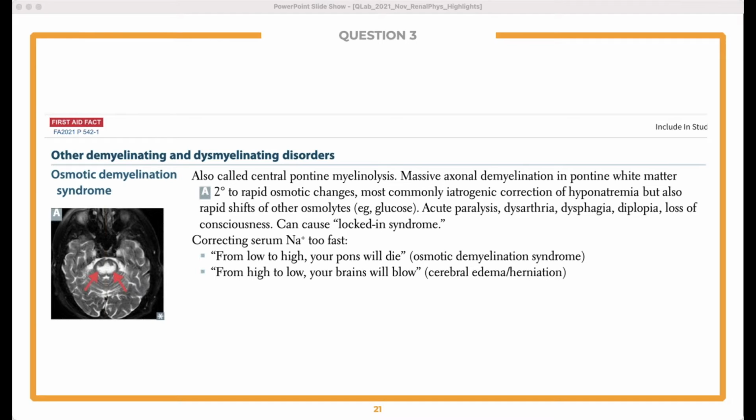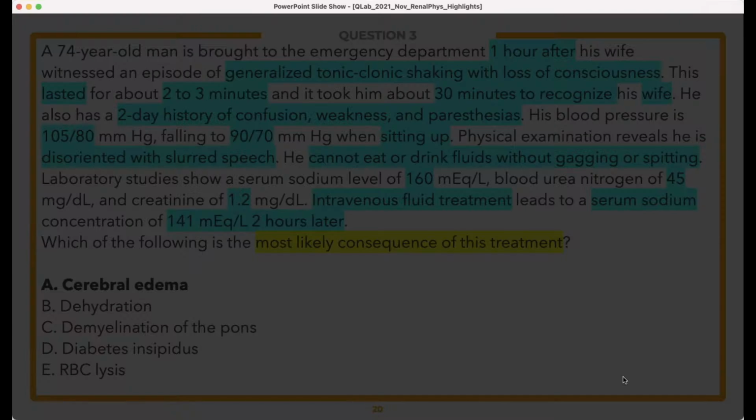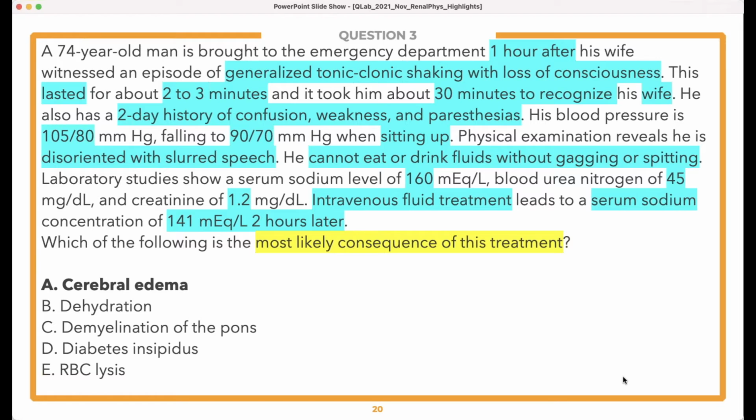Osmotic demyelination syndrome. So for those of you who selected answer choice C, that's actually the complication if you correct hyponatremia too fast. In this case, we corrected hypernatremia too fast. And hopefully you understand the tissue balance and how rapid correction will lead to cerebral edema. Okay, so if we go back to the other answer choices, for those of you who selected C, that would be if we were correcting hyponatremia too fast.